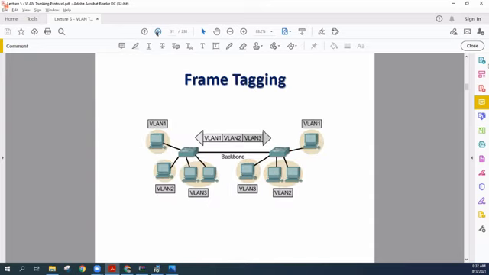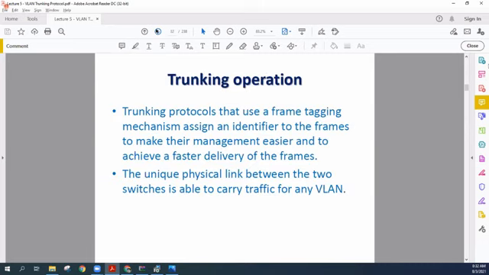Because tagging is a much more simplified version, with no extra burden. Just put the right tag, right? Switches do that. With that, a very simplified way of communication can be launched. Trunk protocols that use a frame tagging mechanism assign an identifier to the frame to make their management easier and to achieve faster delivery of the frame.